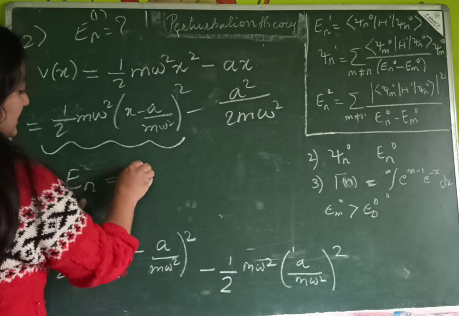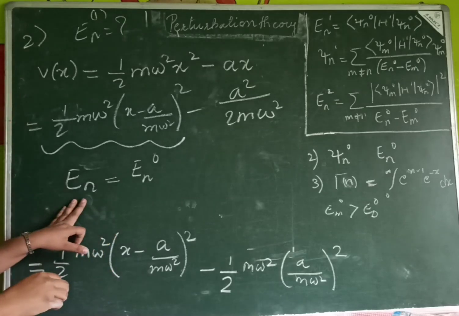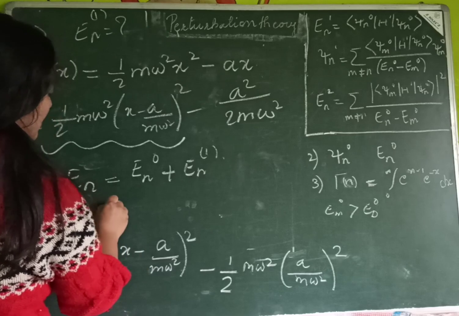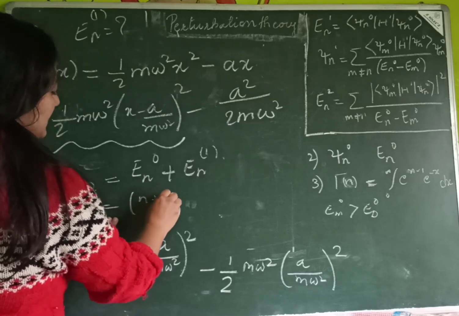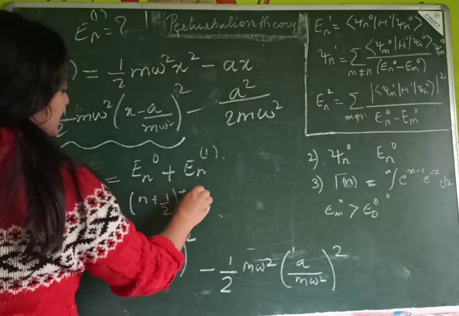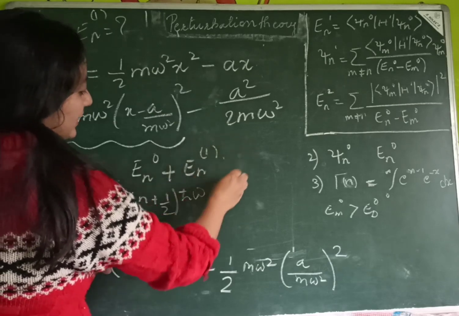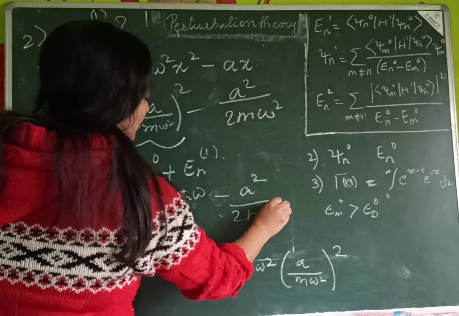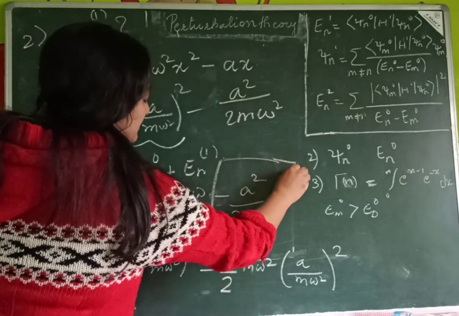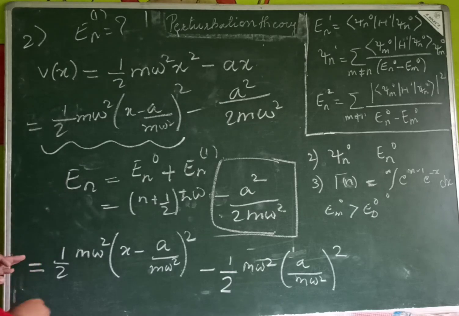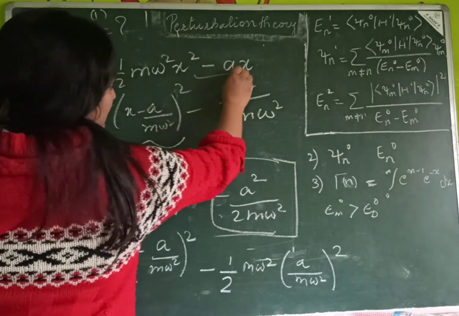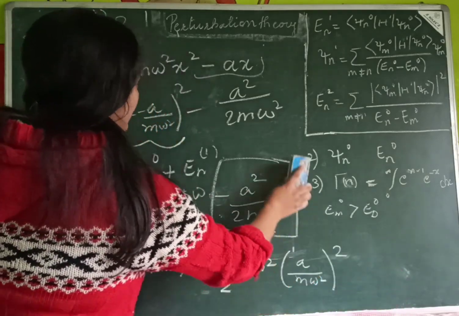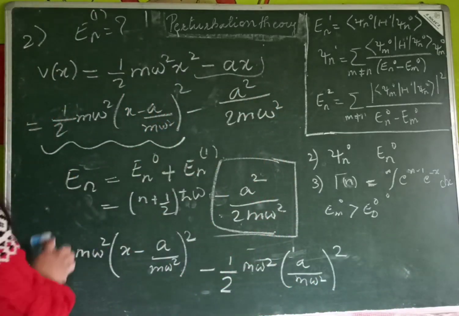So my total En is En0 plus En1, the first order correction. I know En0, which is (n plus half) h cut omega, and En1 is minus half a square by twice m omega square. So this is my correction, the first order correction to this perturbation. This particular perturbation gives minus a square by twice m omega square. Okay, I think this is clear.